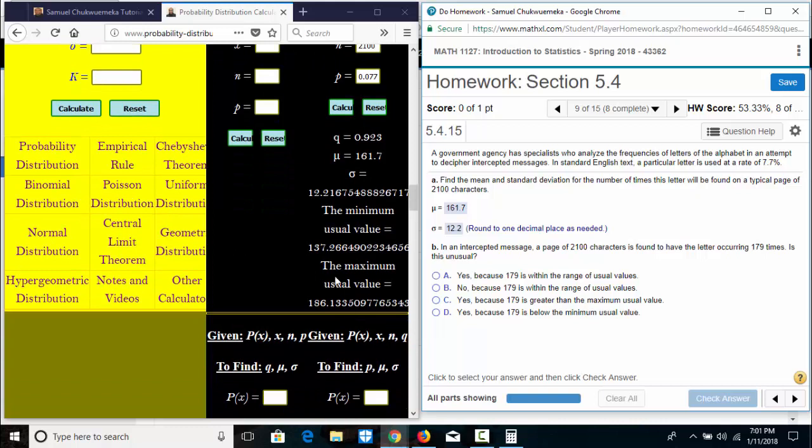So the range is between 137.3 and 186.1. That's the range of the usual values. 179 is in between the range. Okay, 179 is in between 137 and 186. So it is not unusual, no. So you say no because 179 is within the range of usual values. Okay.